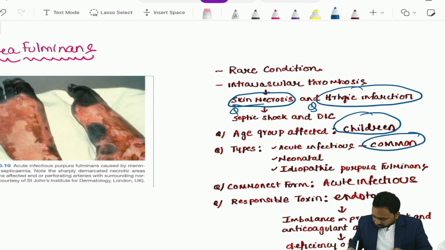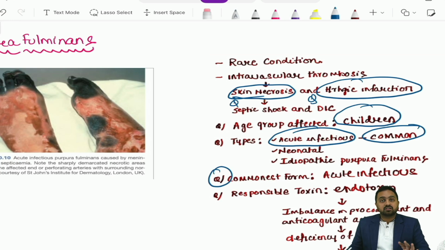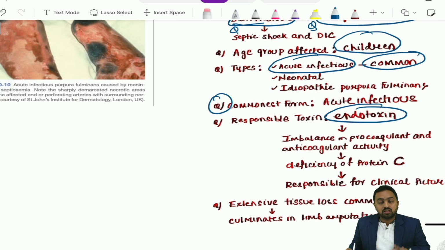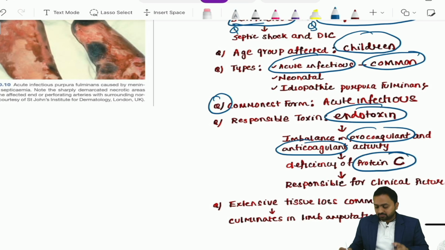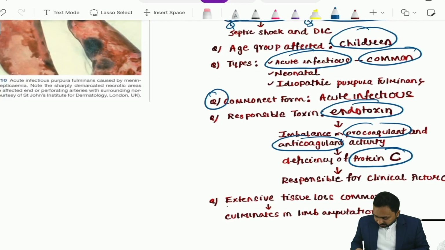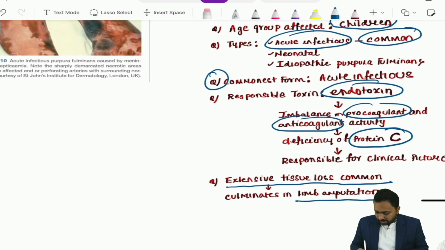The most common is the acute infectious form. The responsible toxin is said to be endotoxin, which causes an imbalance in the procoagulant and anticoagulant activity, causing a deficiency of protein C, which is responsible for the clinical picture characterized by skin necrosis, hemorrhagic infarction, and eventually leading to septic shock and disseminated intravascular coagulation. Extensive tissue loss is common and it eventually culminates in limb amputation.